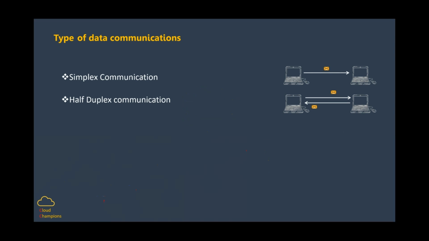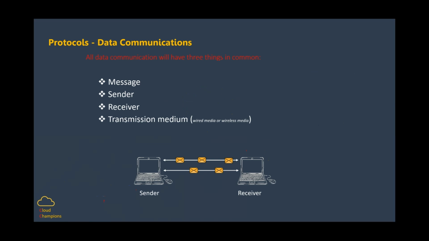Half-duplex communication. It is a two-way communication, where data can be transmitted in both directions, but not at the same time. One device sends, another device receives data, and vice versa. Full duplex communication. It is a two-way communication as well, where data can be transmitted in both directions at the same time.